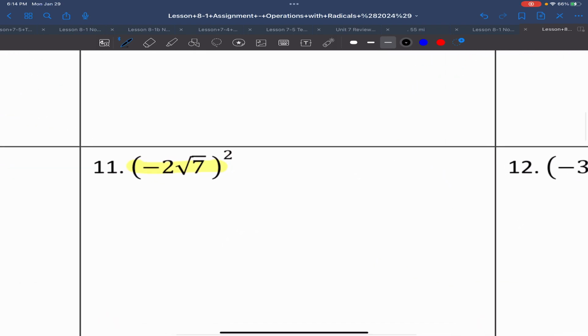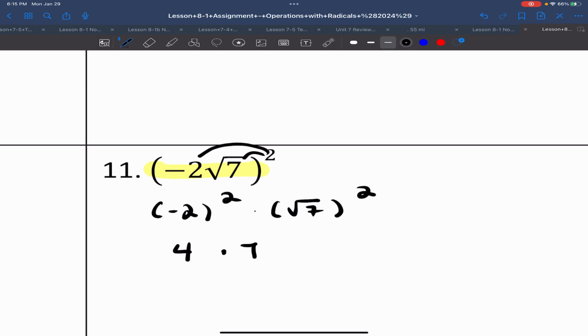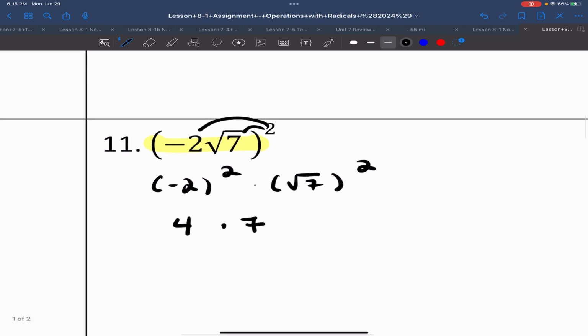And then over here, remember, if I have this and there's no plus or a minus sign anywhere, you can distribute the 2 to each number here. So it's -2 raised to the second power times root 7 to the second power. -2 times -2 is +4 times root 7 times root 7. That's root 49, or just 7. So your answer is 28.